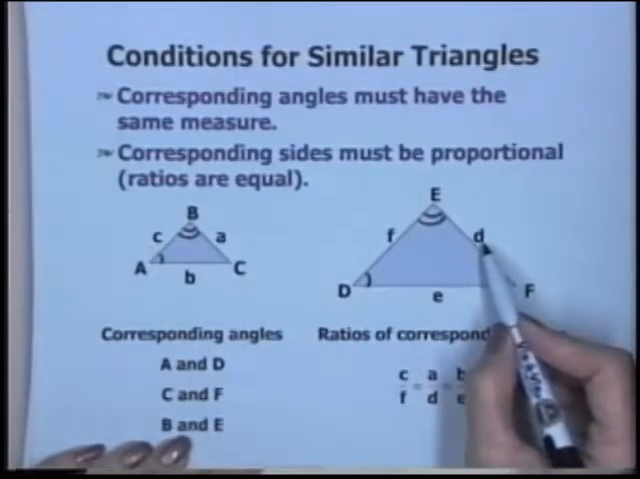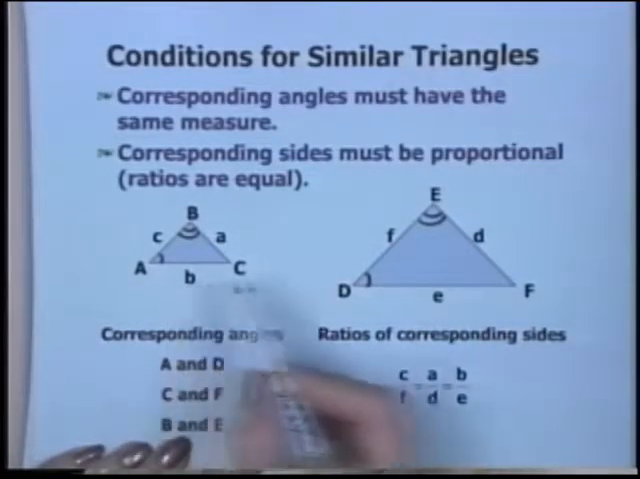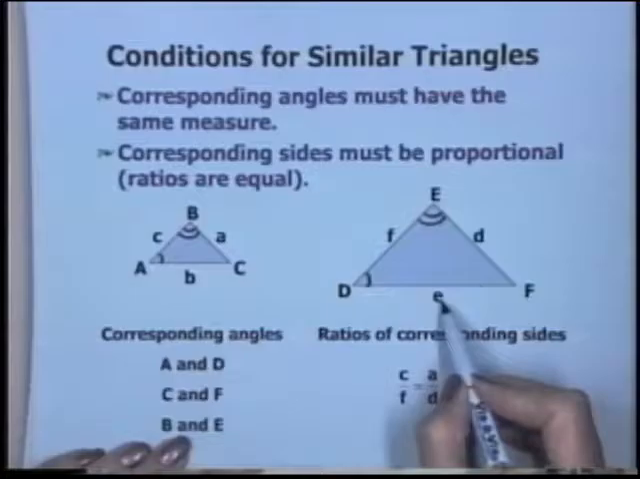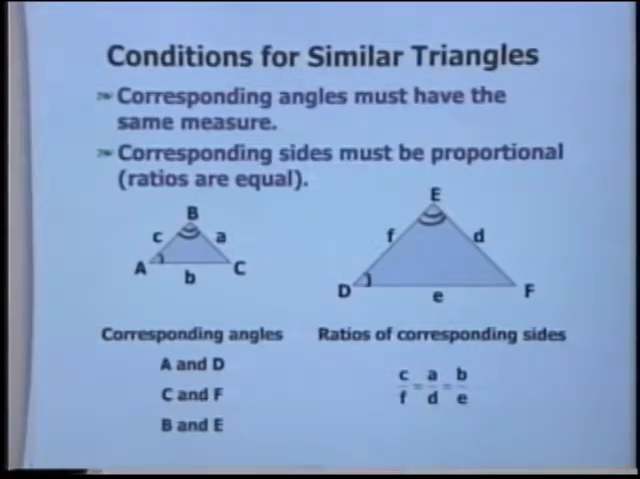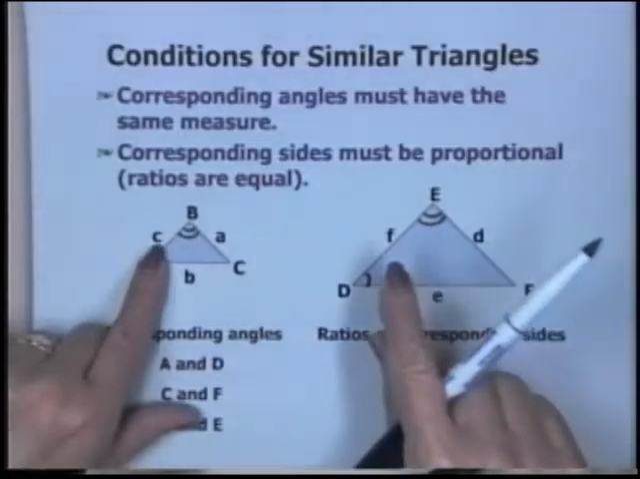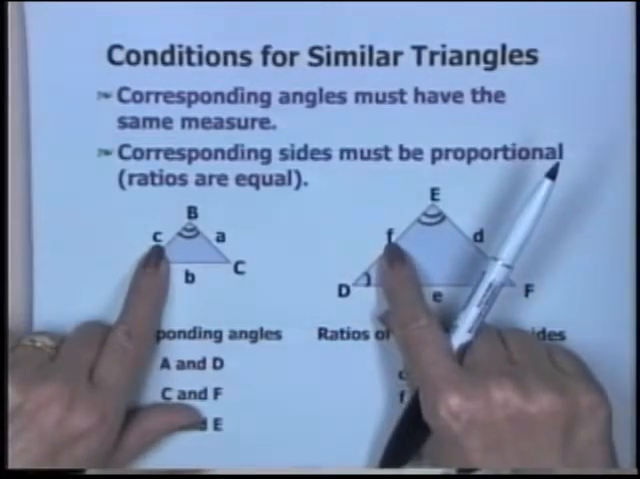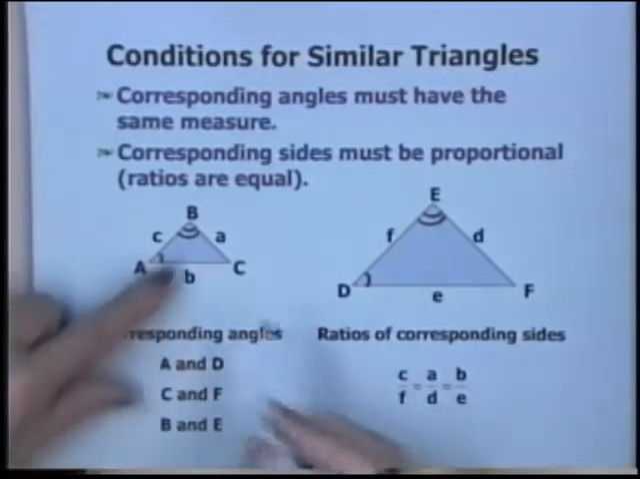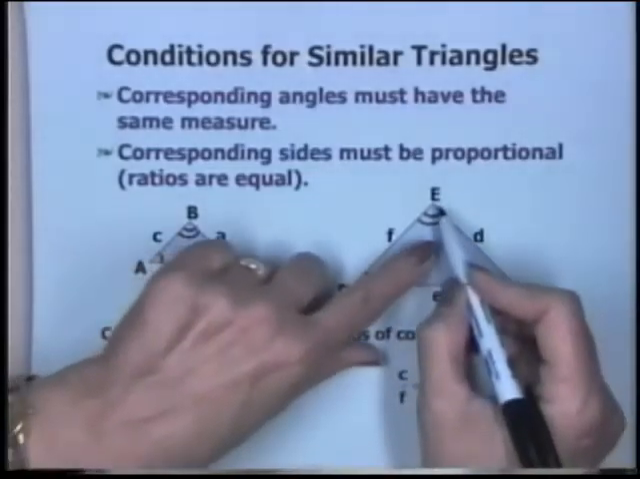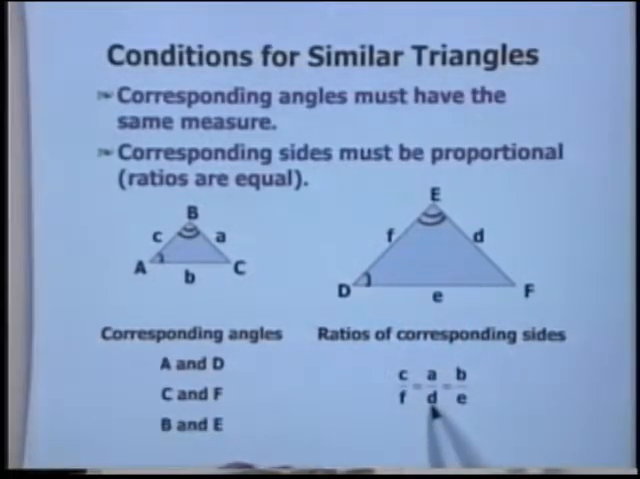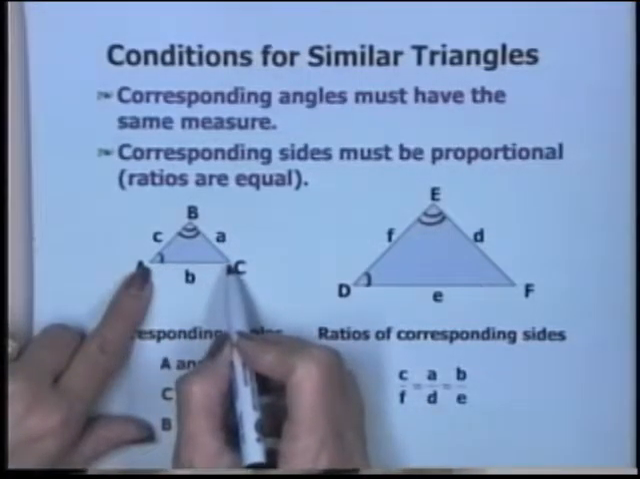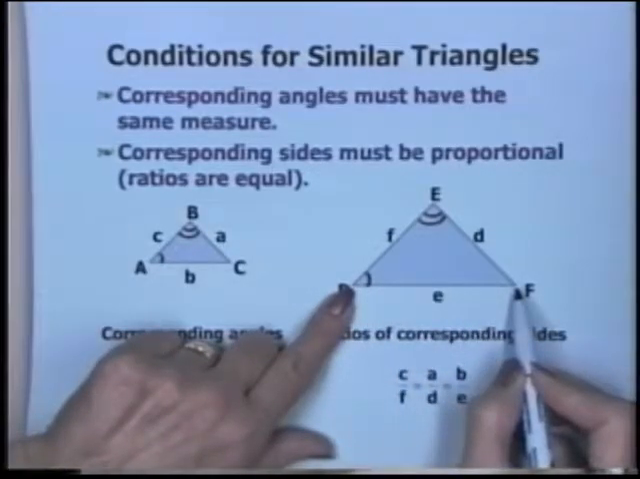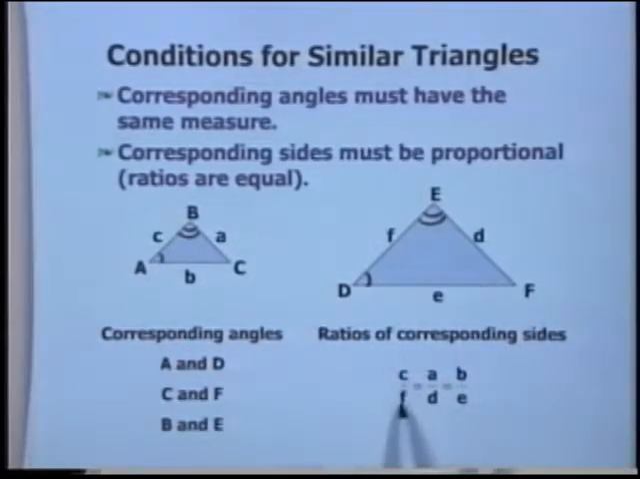Side A corresponds to side D, side B corresponds to side E. And when we say those ratios are equal, what we mean is if we take side C and divide it by side F, if we write it as a ratio, C over F, it will equal what we get when we take the length of side A and divide it by the length of side D, which will also equal what we get when we take the length of side B and divide it by its corresponding side, side E. C is to F as A is to D as B is to E.